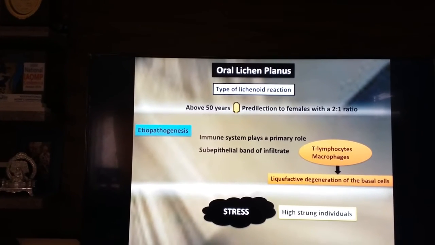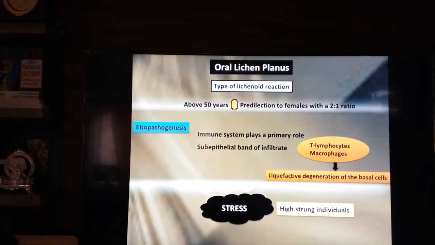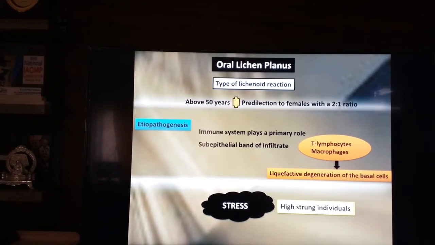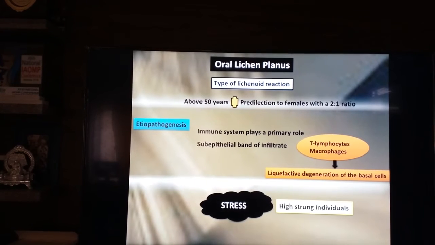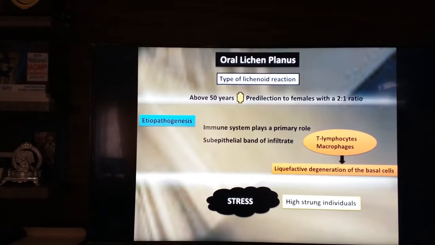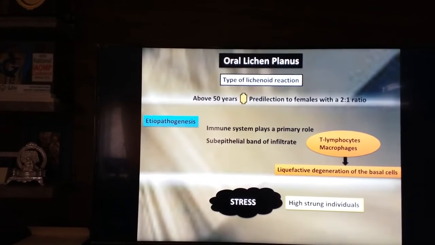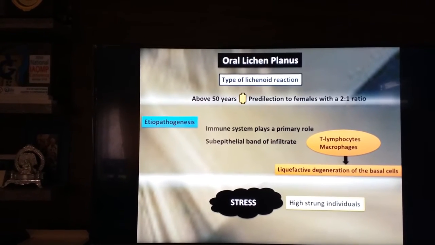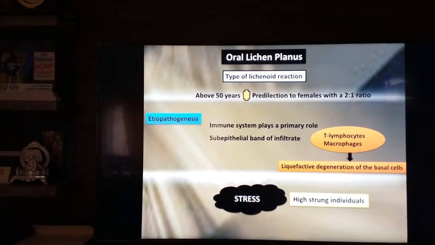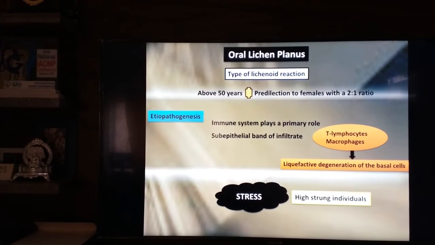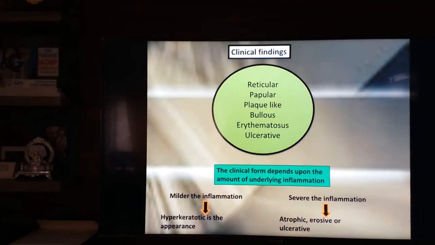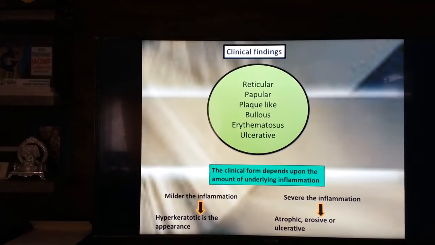And there is a subepithelial band of infiltrate. You find the presence of chronic inflammatory cells just adjacent to the connective tissue lamina propria, adjacent to the basement membrane. You'll find more T lymphocytes and macrophages, which is also characterized by liquefaction degeneration of the basal cells. As I was telling you, it may be attributed to stress. You will find that especially high-strung individuals are more prone to lichen planus. The lesions could be of different manifestations.